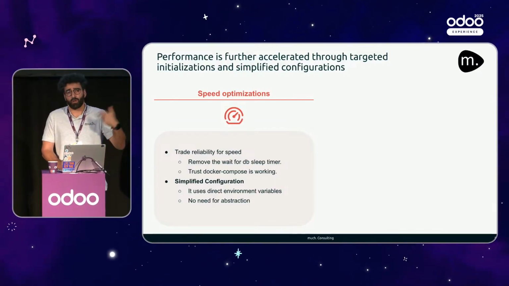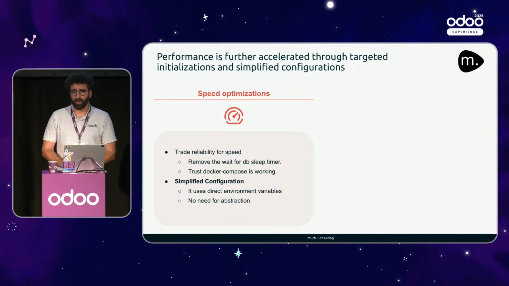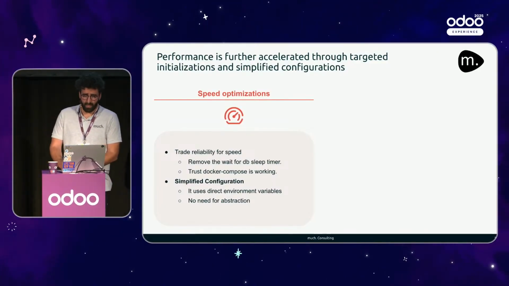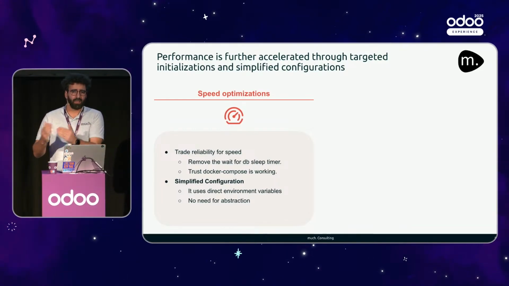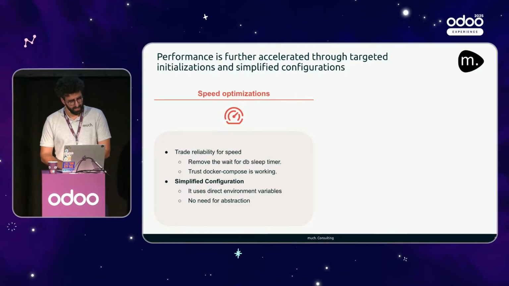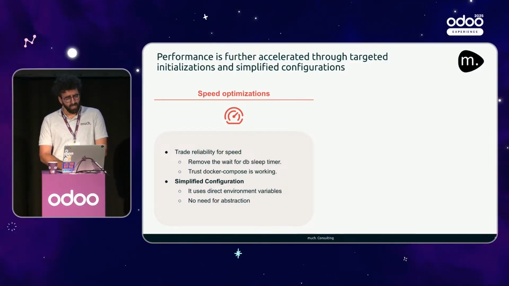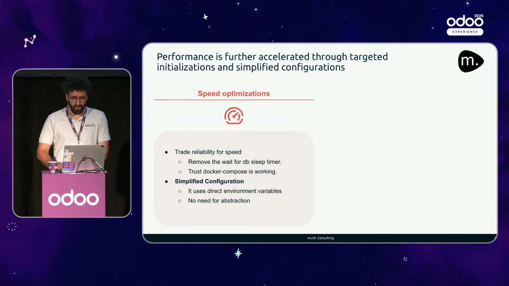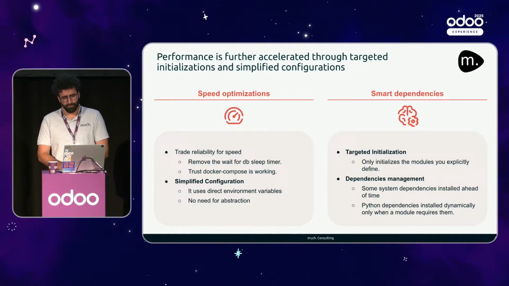We just trust that Docker Compose is working. Docker Compose is supposed to handle the dependency between Odoo and the database. So we don't need to really wait for the database to run the tests. It can fail, but we can live without that reliability. This server will live for a couple of minutes. So we simplified the configuration. And those are basically the easy things to do. The smarter ones were a little bit harder to get there.